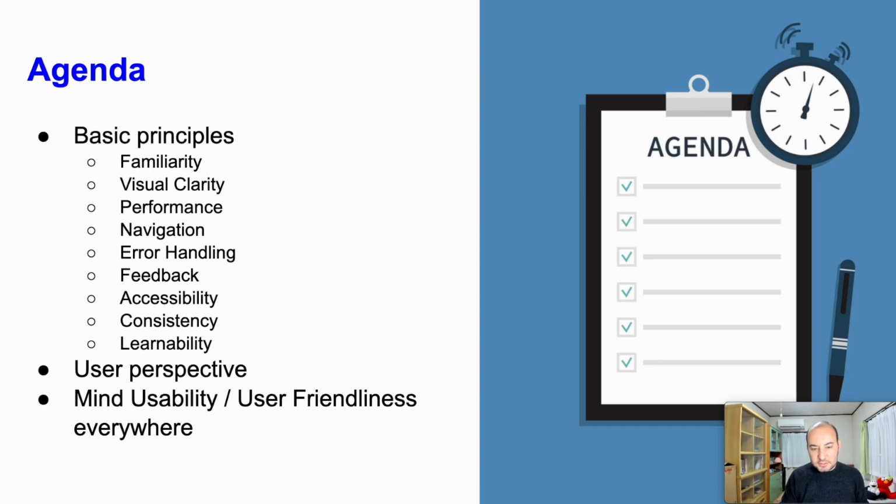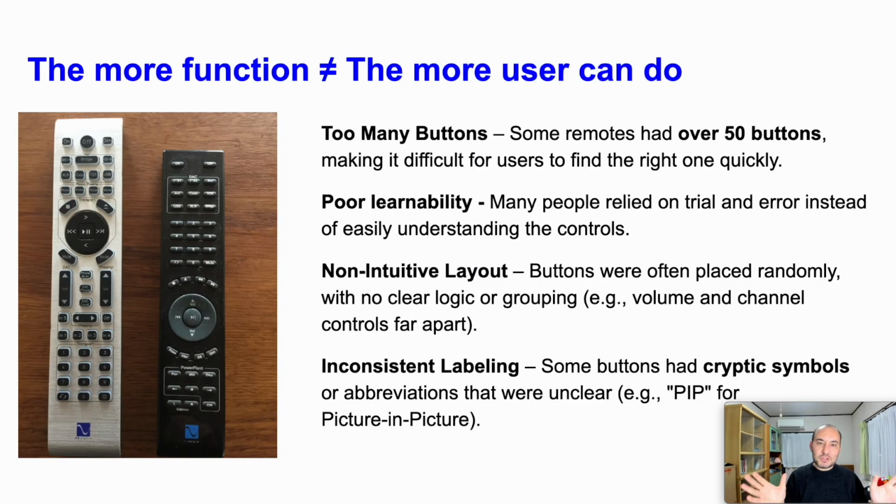So let's get started. The basic principles, the very first example I have is the traditional remote controllers, right? So what we see here is there are too many buttons, but sometimes the more function is not the more user can do, right? Because there are too many buttons, but sometimes I remember even when I was using it, I was struggling to find the button that I was looking for. So there are too many, and there is no systematic layout.